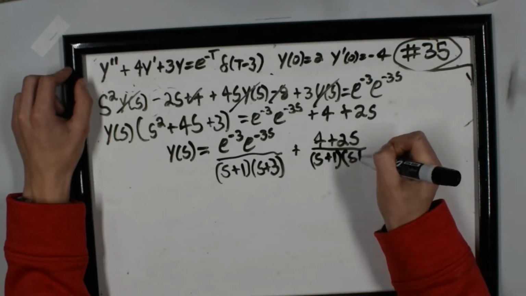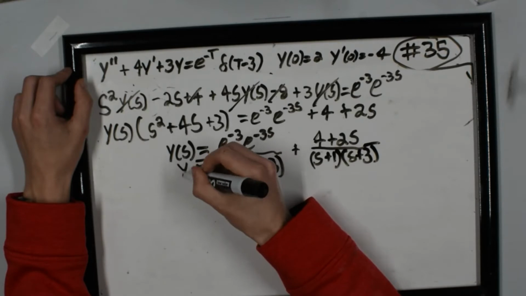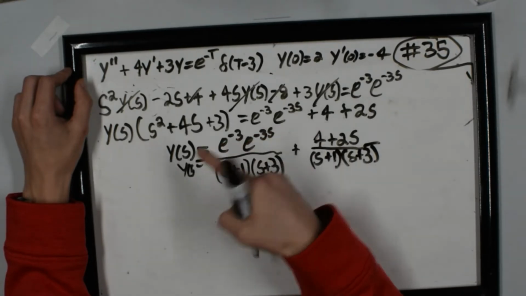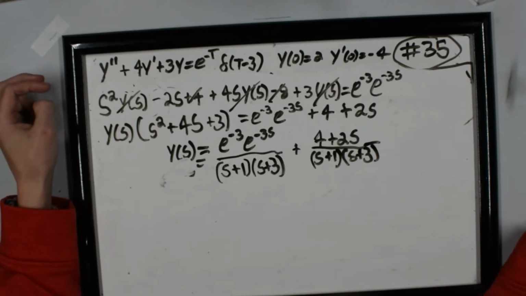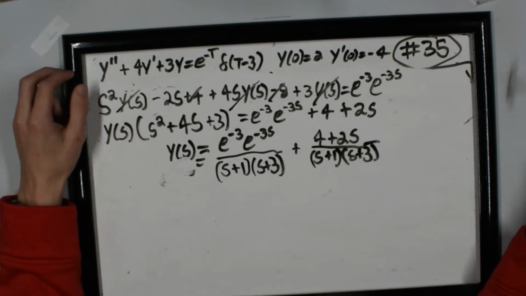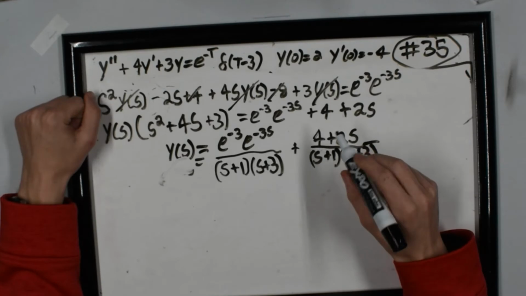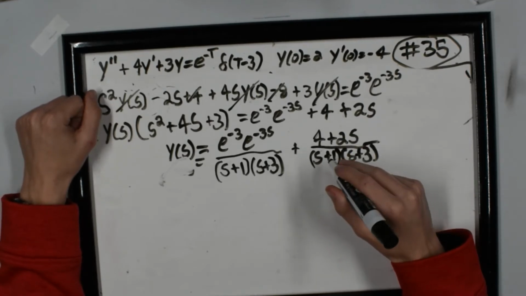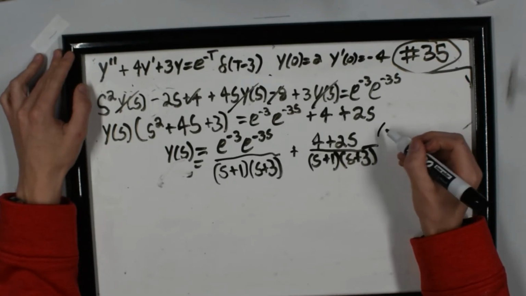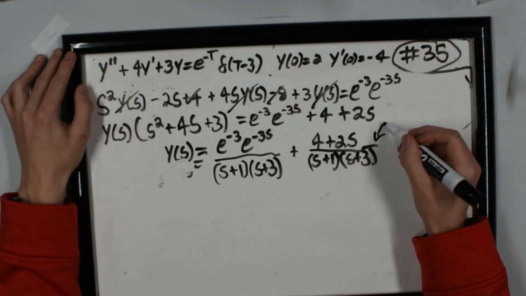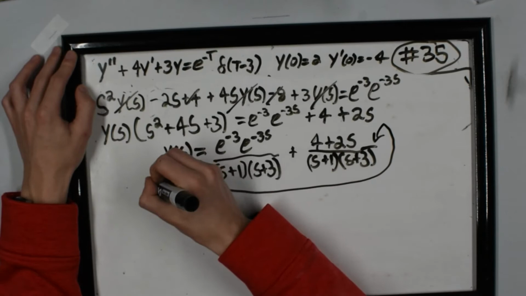And now what you'll see here is we have two Laplace transforms. Oops, I already wrote Y(s). So now what we need to do is find the inverse Laplace transforms of these two functions. Let's start with the non-step function one. So that's this one. Let's do that over here.